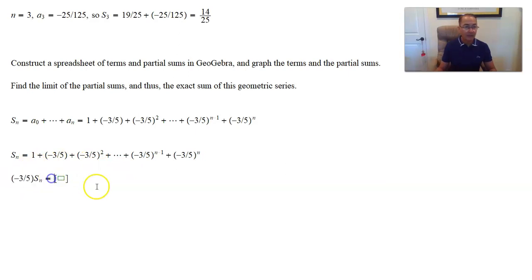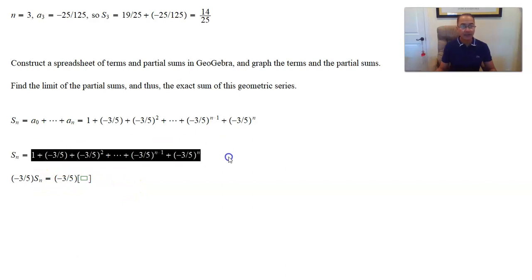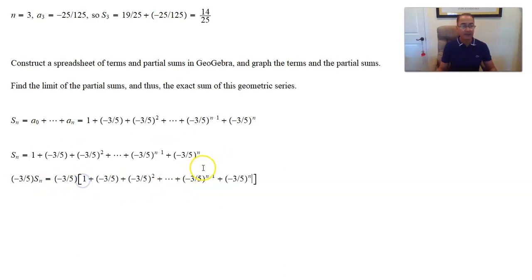So I will take this, multiply that on the right side as well, and I'm going to multiply everything on the right side by negative 3/5. But if you expand that out, what's going to happen? Negative 3/5 times 1 is simply negative 3/5, but negative 3/5 times negative 3/5 is negative 3/5 squared. So that's this second term over here. And when you multiply negative 3/5 by negative 3/5 squared, you're going to get plus negative 3/5 cubed.